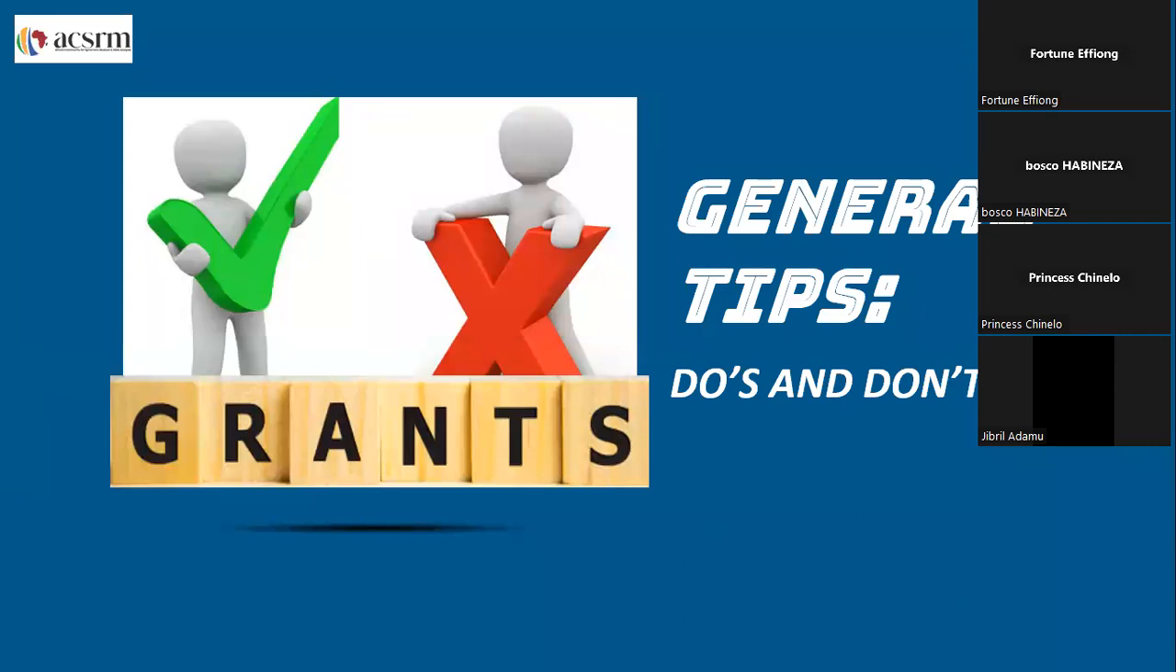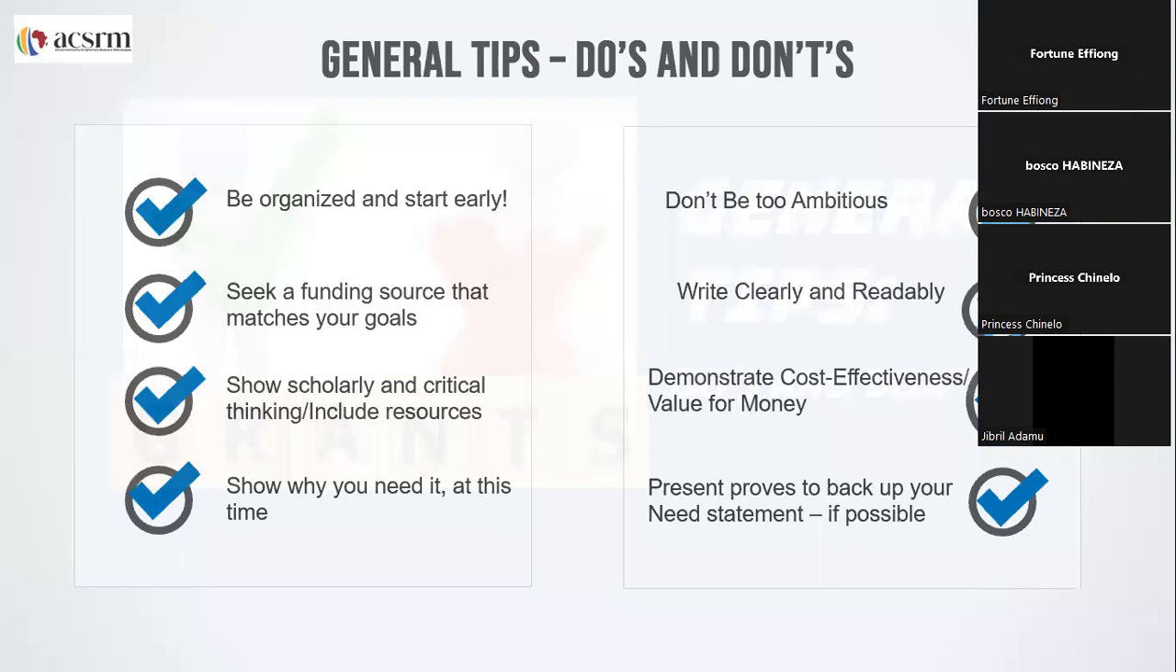All right, let's look at the general do's and don'ts. First is be organized and start early. This cannot be overemphasized. Grant writing is tough.